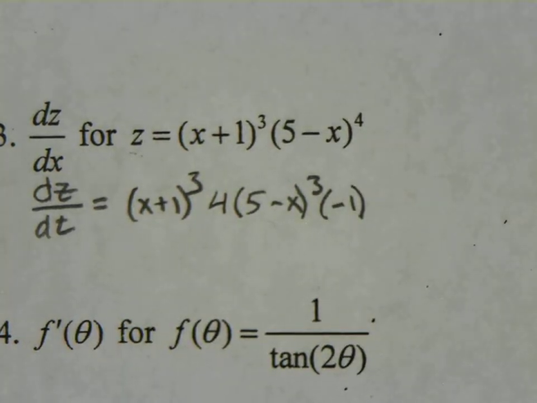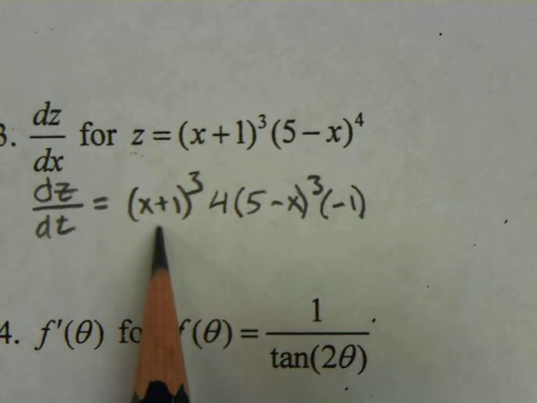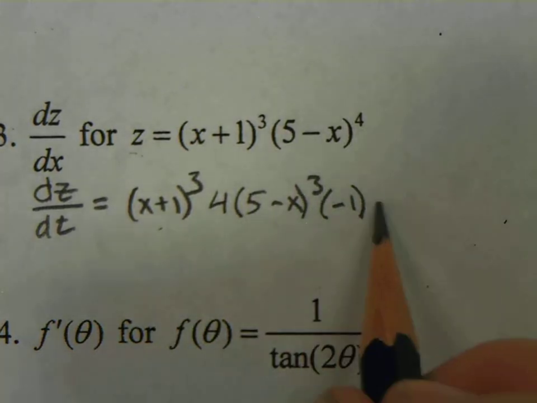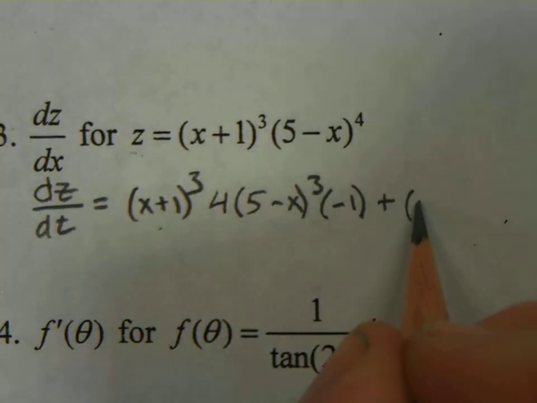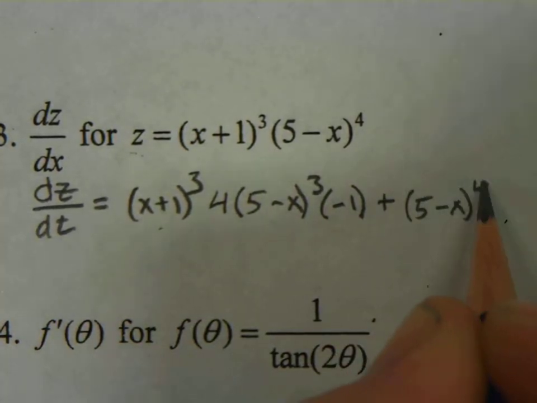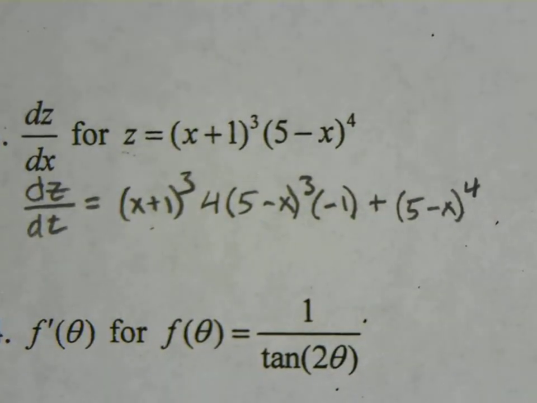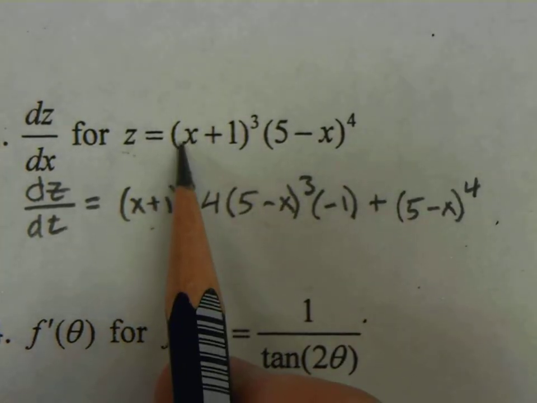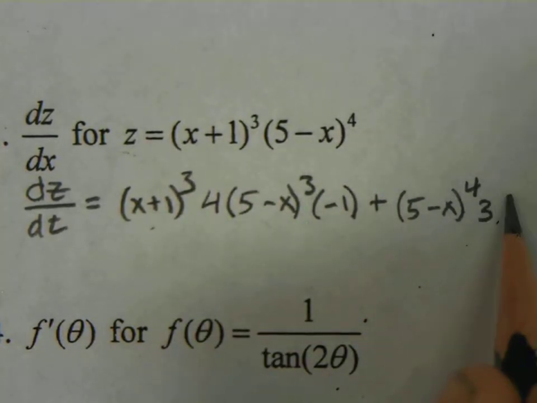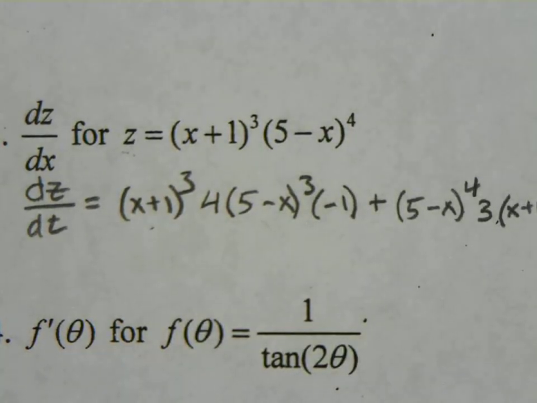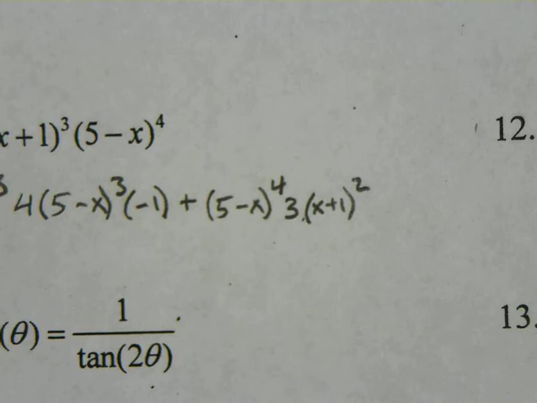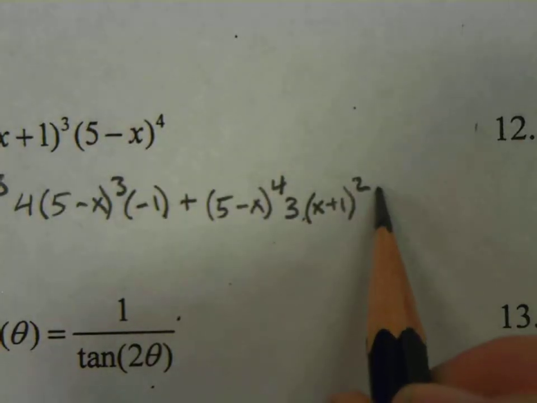Okay, so that's first function, derivative of the second function, plus my second function, 5 minus x to the 4th, times the derivative of my first function. So let's see, what's that going to be? The derivative of something to the 3rd power is 3 times that something to the 2nd power. Oh, off the page. And our something is x plus 1, which has a derivative of 1.